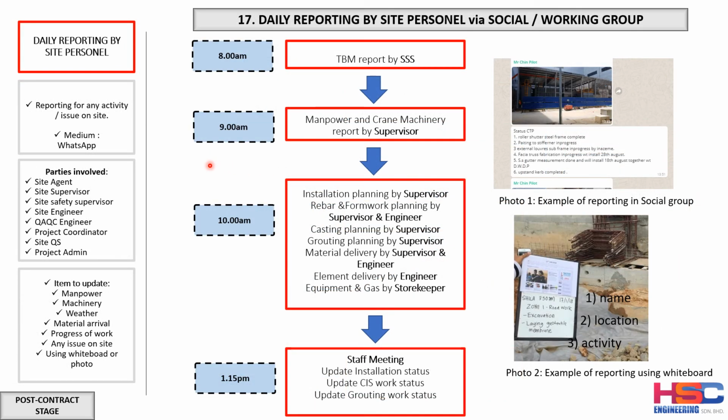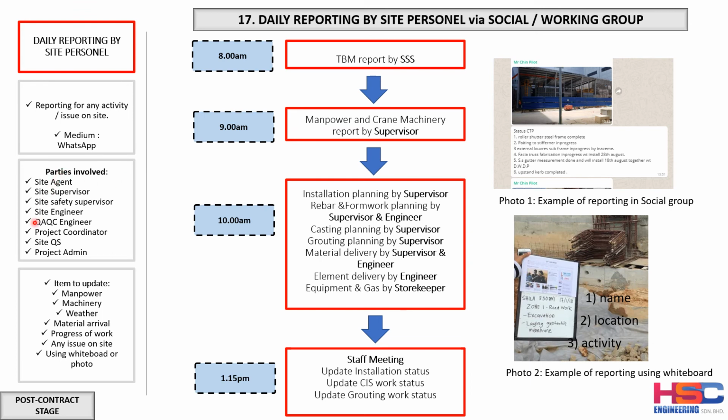Okay, this is an example of daily reporting by the site personnel. We use a social or working group, either WhatsApp, or nowadays we can also use Facebook groups or the Facebook company page, to update in the group. So this is a proposal for how the staff can report daily to the team, and how the data can be collected by the site supervisor and shared with the team.